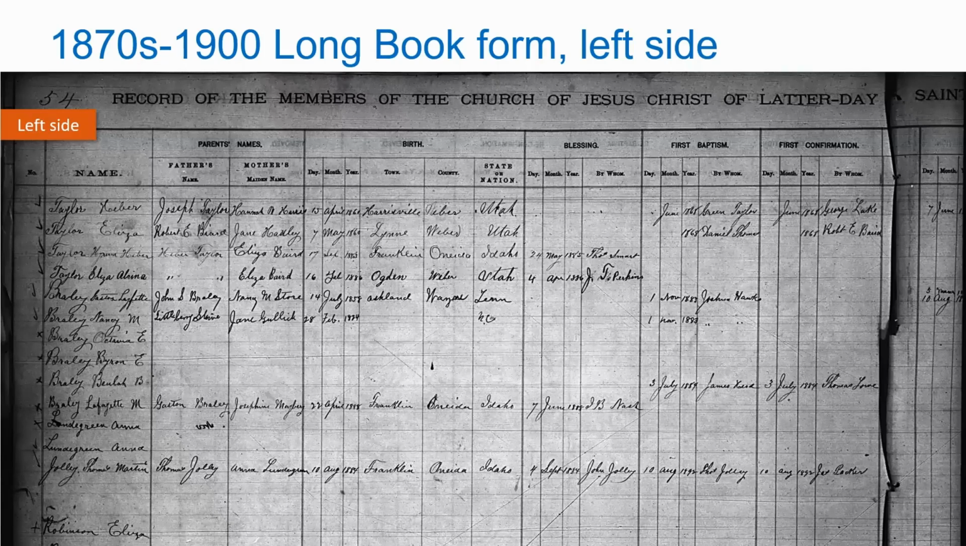When these books were open, they were 4 feet wide. So what you are seeing here on the screen is the first half of the open book. It's the left side, and I think it's big enough for you to easily read some of those columns there. See, we've got first baptism, first confirmation. Now, these would mainly be what people are telling the clerk from their own memory.